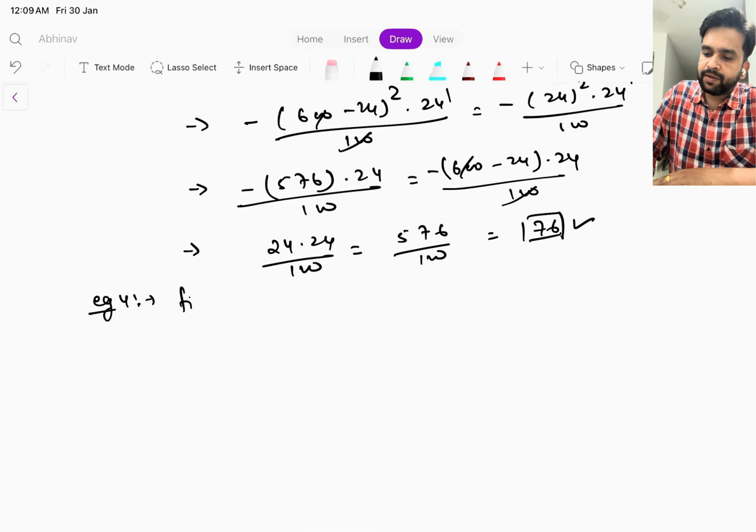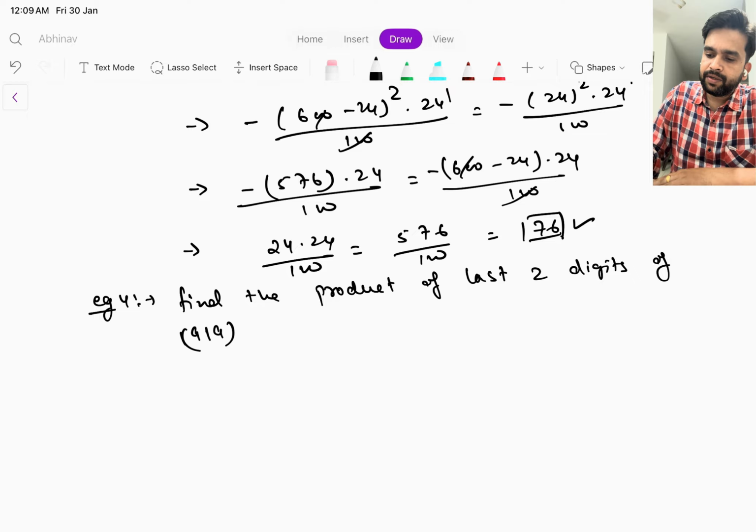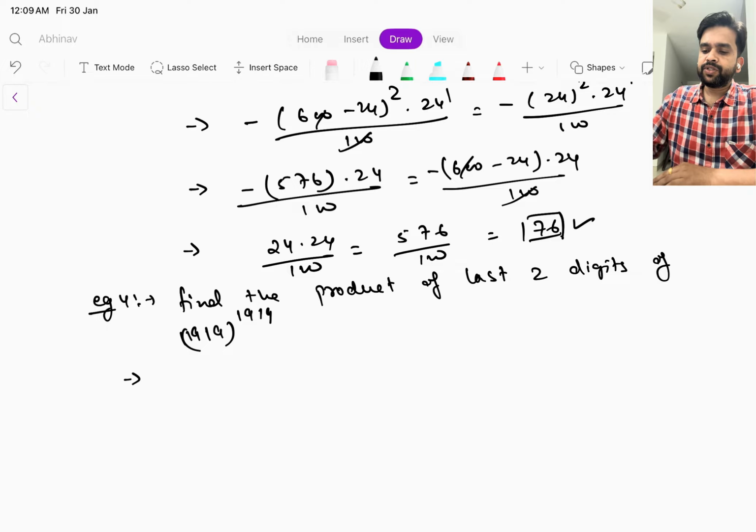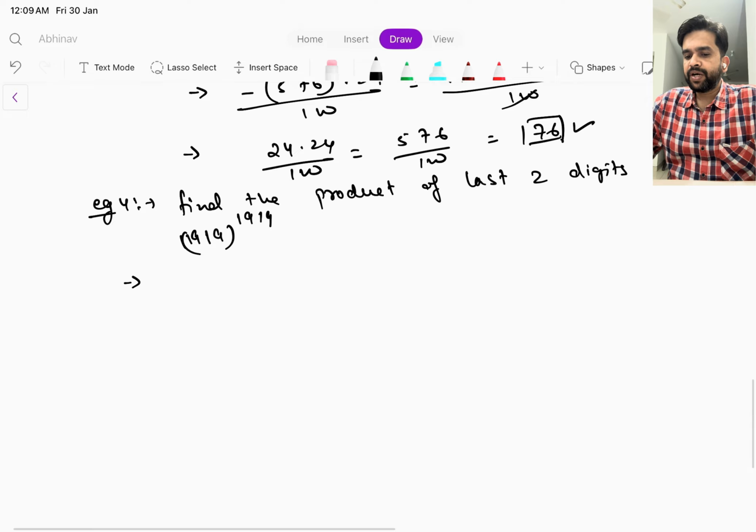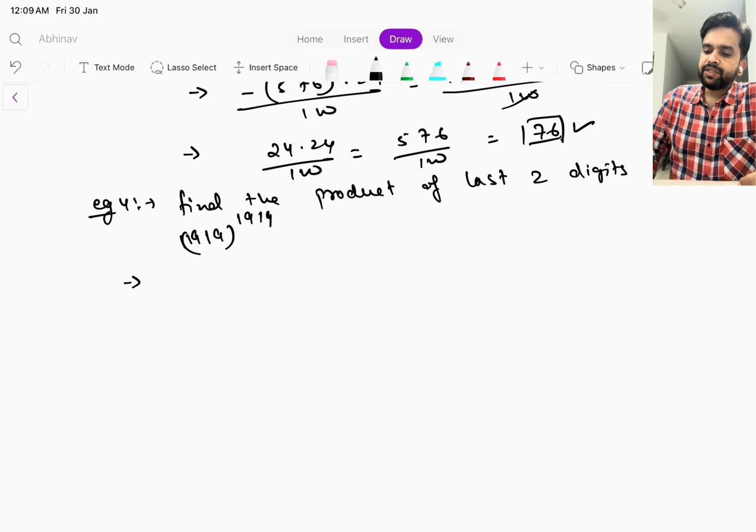Find the product of last two digits of 1919 raised to power 1919. Now this question can again be solved by dividing by 100, but since the power here is too big, I'll need to use the binomial expansion in this question. So I'll write 1919 as 1920 minus 1 raised to power 1919.